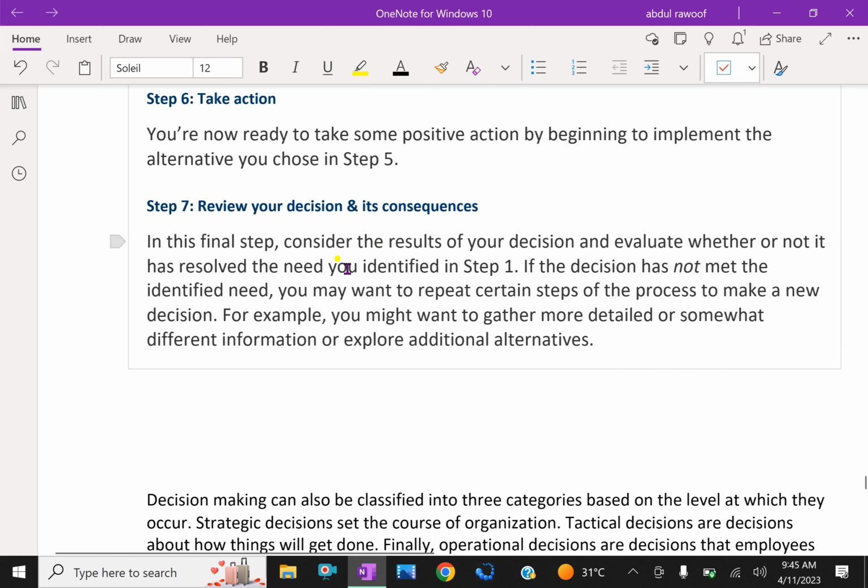In this final step, consider the result of your decision and evaluate whether or not it has resolved the need you identified. If the decision has not met the identified need, you may want to repeat certain steps of the process to make a new decision. For example, you might want to gather more detailed or somewhat different information or explore additional alternatives.